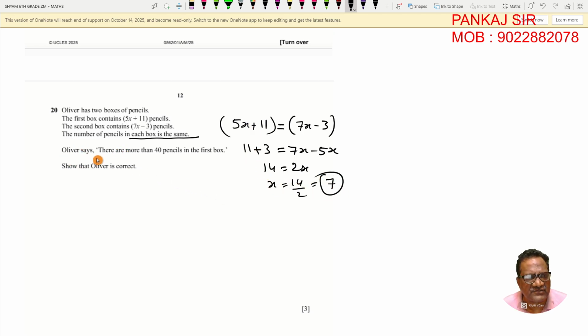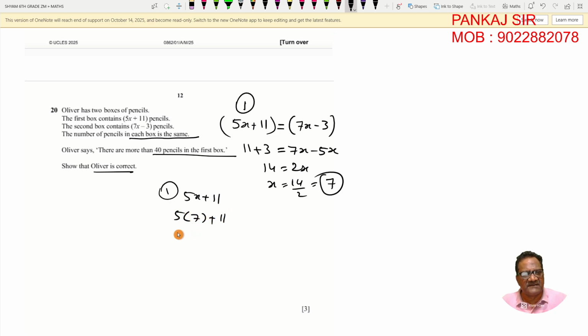Now they have asked you what? Oliver says that there are more than 40 pencils in the first box. Is he correct? So let us check how many pencils are there in the first box, plugging this value of x in. In the first box you have 5x plus 11, right? So 5 into 7 plus 11. 7 5s are 35 plus 11. And this is how much? 5 plus 1, 6, 46, right?